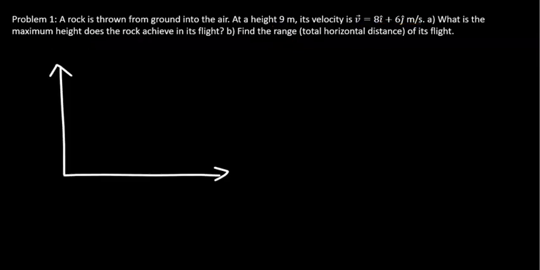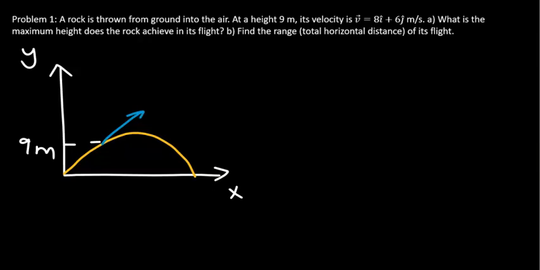distance of its flight? What that means is, let's assume the motion is on the XY plane. So the rock is thrown from ground into the air, and the trajectory looks something like this. And we were told at some height, namely 9 meters, its velocity is going like that. So that's your velocity vector given by that expression. So it has 8 meter per second for the x component and 6 meter per second for the y component.